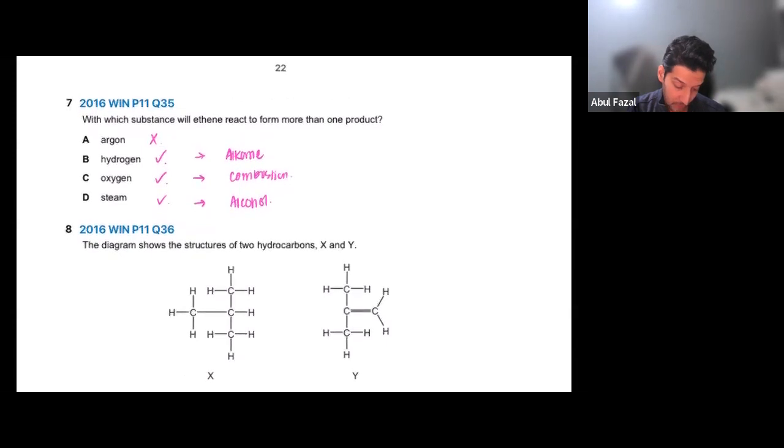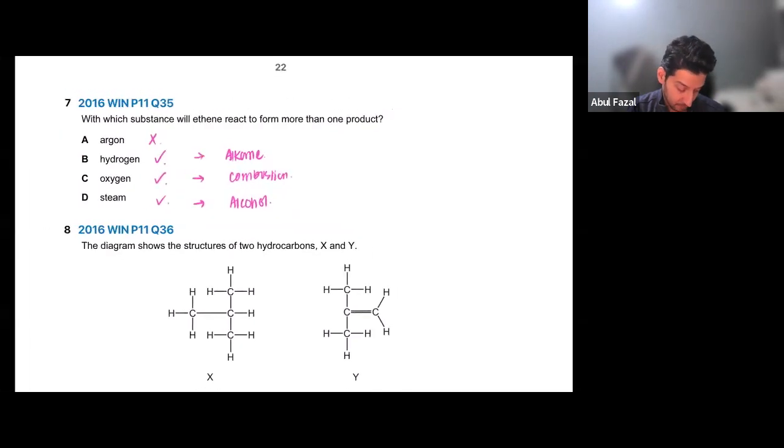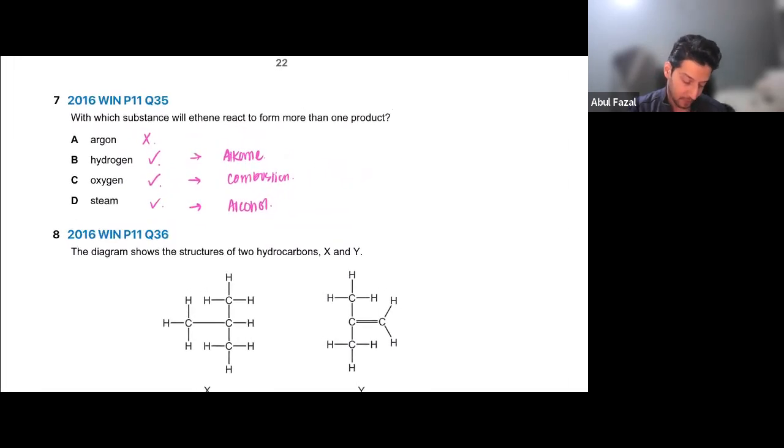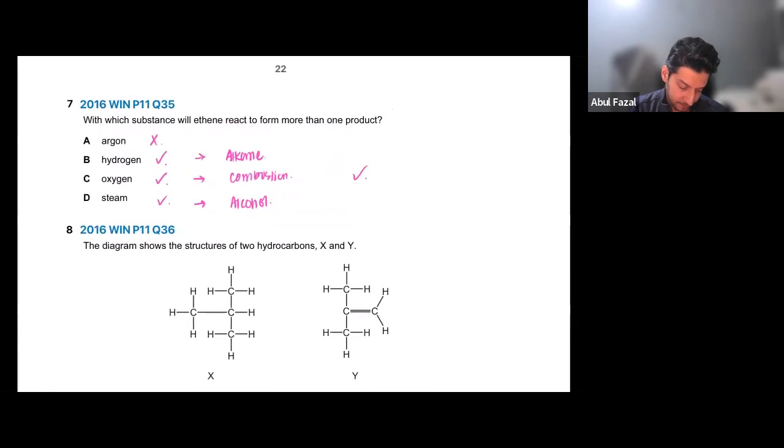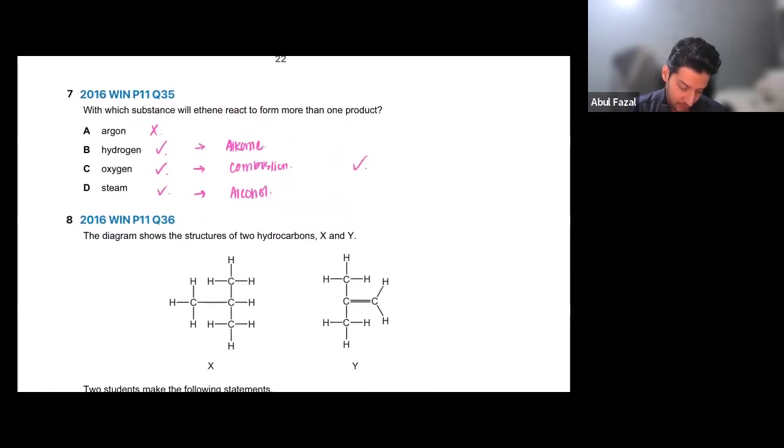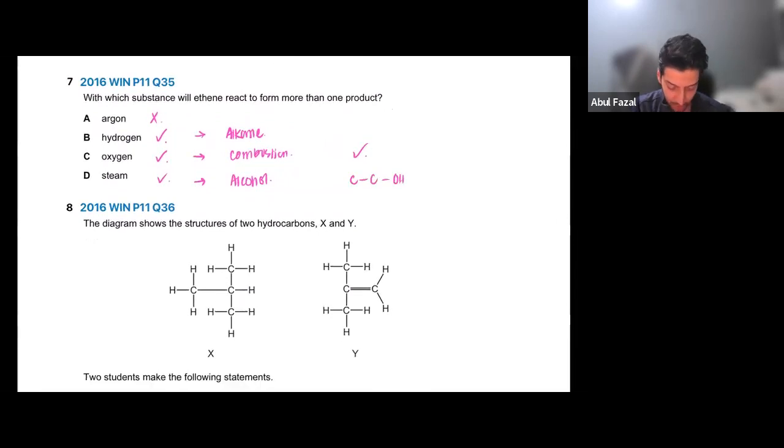Oh, more than one product, sorry. So over here, it forms one product, right? Over here, it forms carbon dioxide and water. So that's your answer. I misread the question. I thought, which won't it react with? With steam, it forms only one product, right? It'll only form ethanol. Like that, not showing the hydrogens.